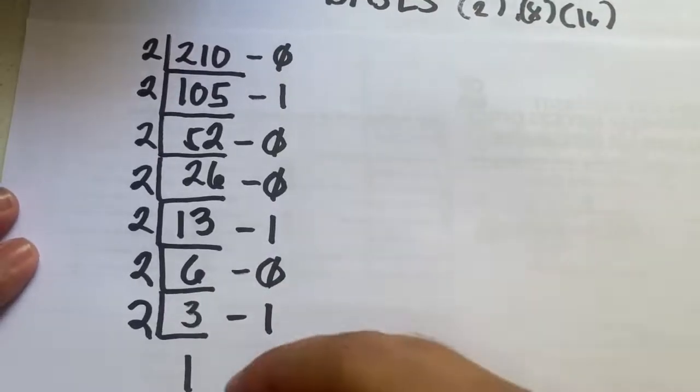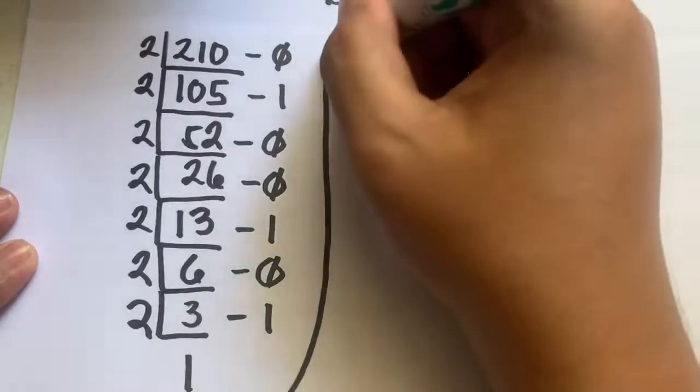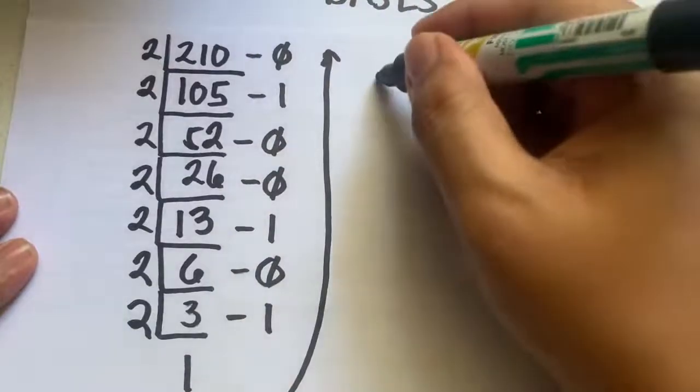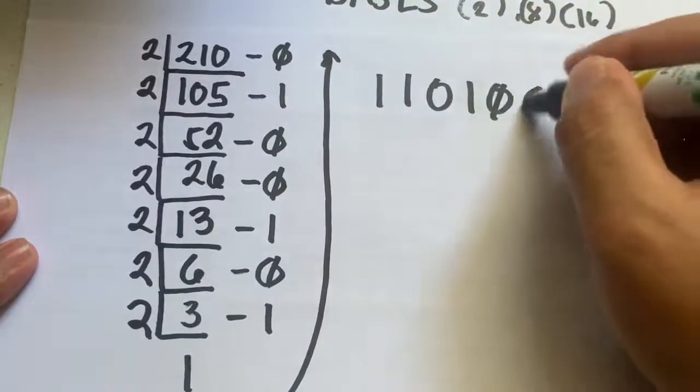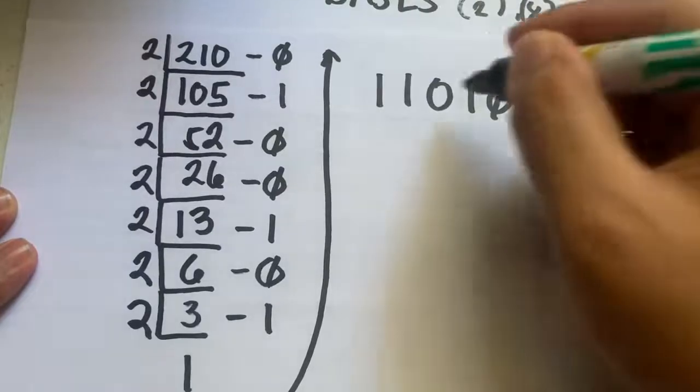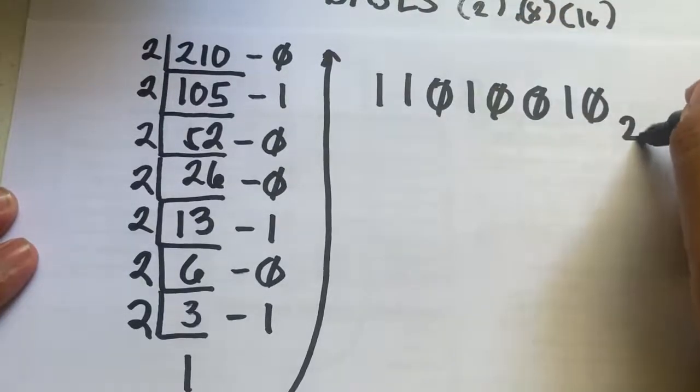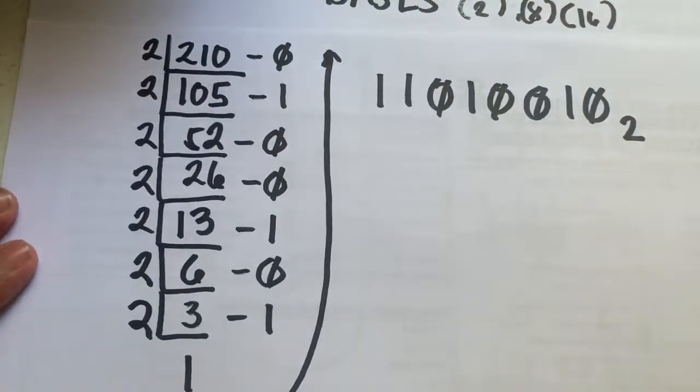So we are going to write this upward here. So we have 1, 1, 0, 1, 0, 0, 1, 0. So this is now the binary equivalent.